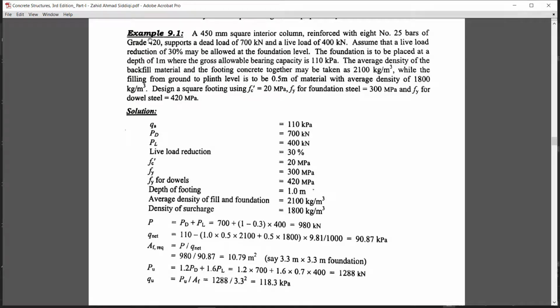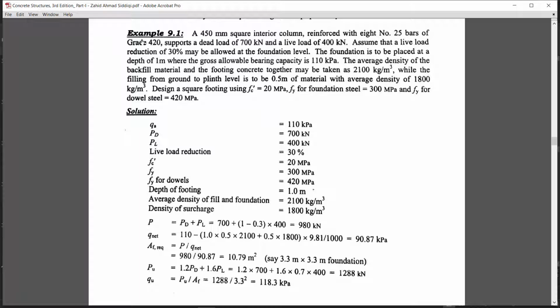Here is an example. Example 9.1. A 450 millimeter square interior column means we have to design the foundation for the interior column whose square column size is 450 millimeter by 450 millimeter. The column reinforcement is 8 number 25 bars.